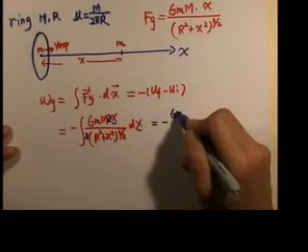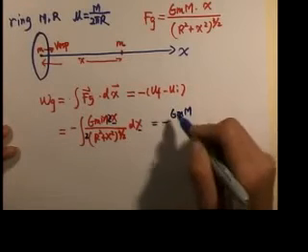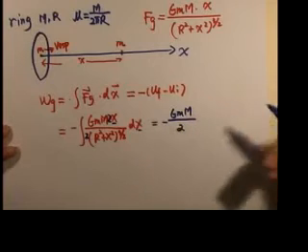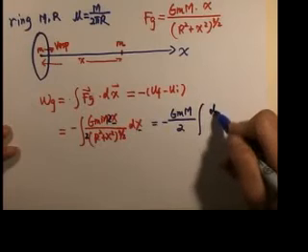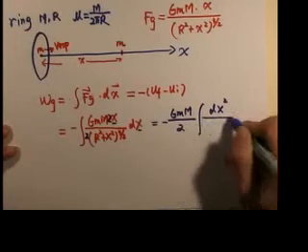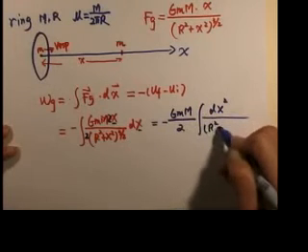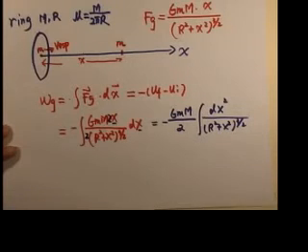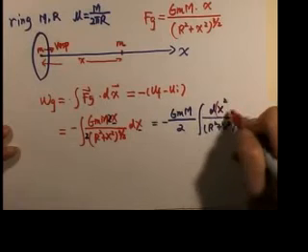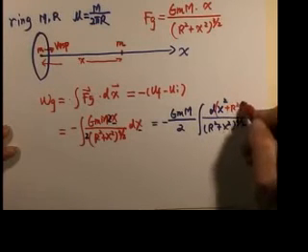G comes out, little m, capital M, and this 2, these are constant. If I regroup 2x dx, that will be d of x squared. And the denominator is r squared plus x squared to the 3 over 2. Because r is a constant, actually we can do that.